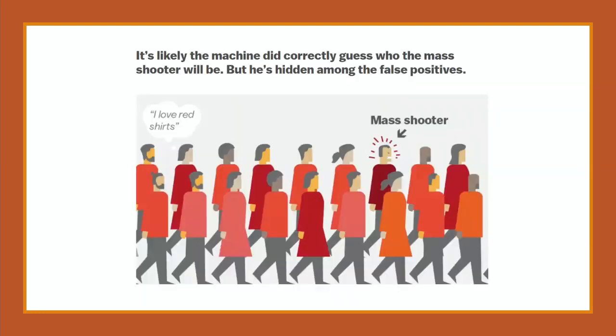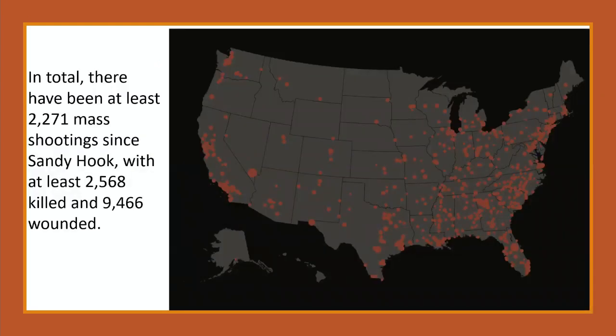If we put all the potential mass shooters in red shirts, we find that one person in the red shirt. We found that person correctly, but we also found a bunch of other people who aren't mass shooters. This is kind of what goes on at the airport. You often get screened. I've been screened many times as I go through the airport, and you're indicated as a false positive. You don't really plan on causing a terrorist act.